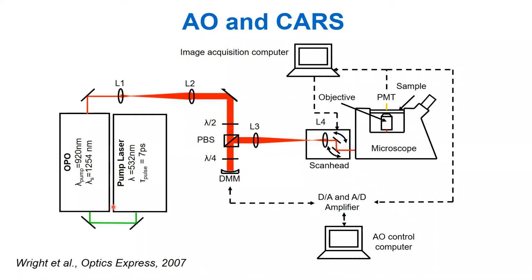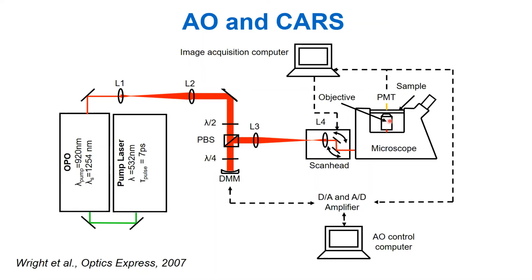This is the experiment that we did. We had our deformable membrane mirror. We collaborated with a group in Harvard who'd built this nice CARS microscope, and we took our deformable membrane mirror and our optimization software and put that in their system to see if we could improve on their images. You can see here that you've got the pump and Stokes beam coming out of the OPO. We've got some relay lenses, a polarizing beam splitter cube, and a quarter wave plate to get the light to the deformable membrane mirror, a scan head, and then the light goes in the back of the microscope.